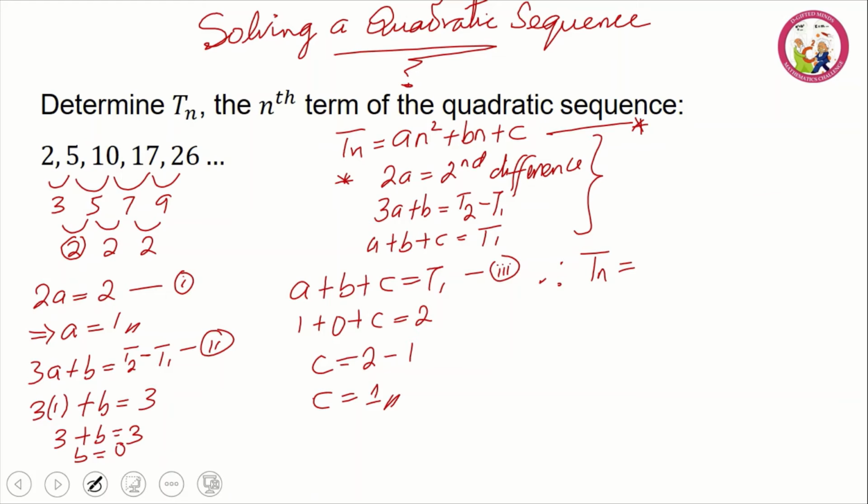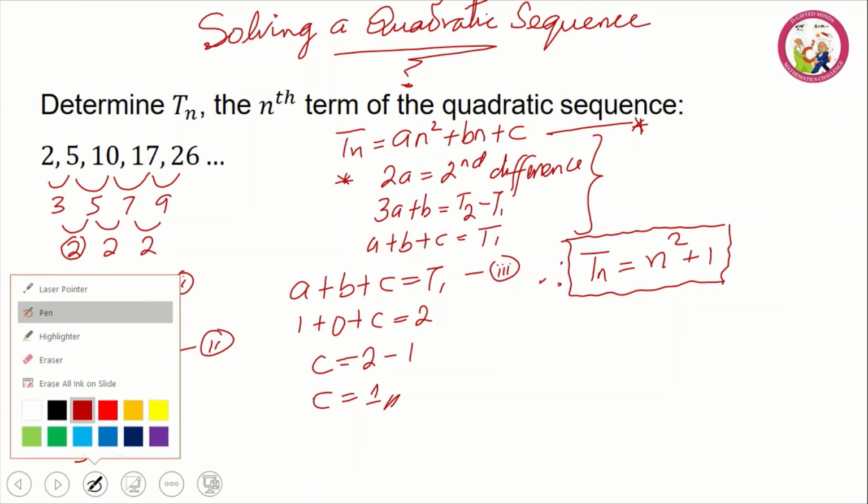Therefore, the nth term of the quadratic sequence, given by a n squared plus bn plus c: the value of a is 1, so that will be n squared, plus bn, the value of b is 0, 0 times n is 0, plus c, which is 1. So the nth term of the given sequence is n squared plus 1. N squared plus 1 is the nth term of this given sequence: 2, 5, 10, 17, 26, and so on and so forth.